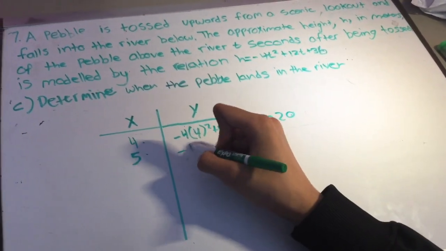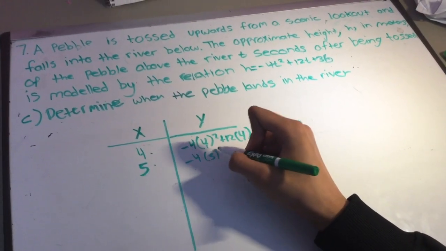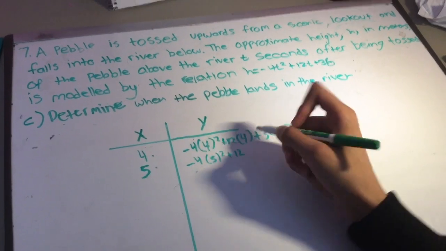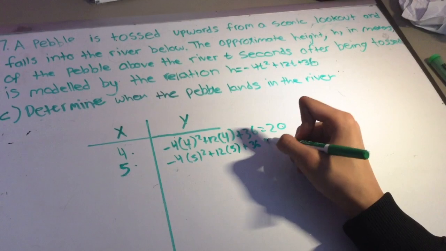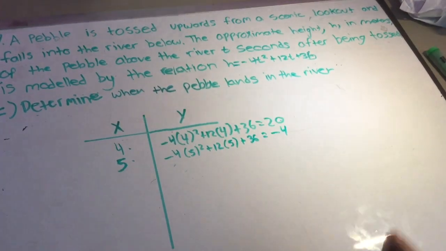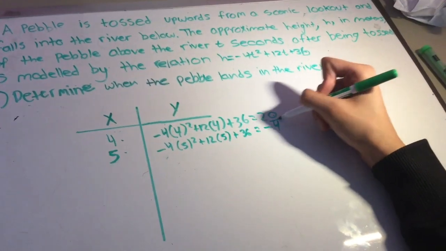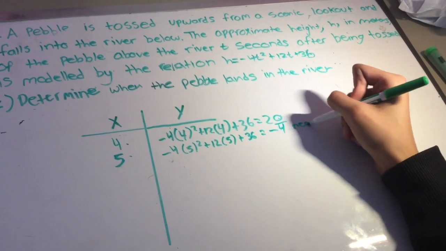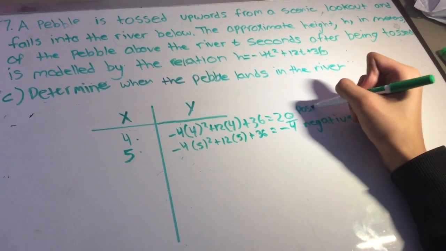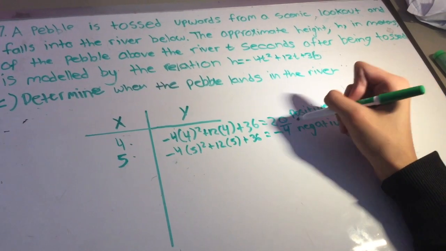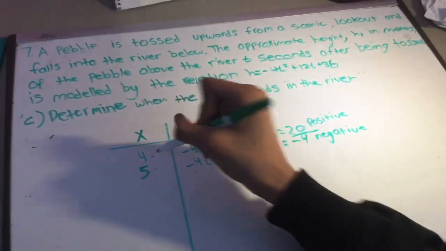And then for the next one, we must also do the same. So negative 4(5)^2 + 12(5) + 36, which is equal to negative 4. But we know that in between, this is a negative and this is a positive, so it must be in between 4 and 5.